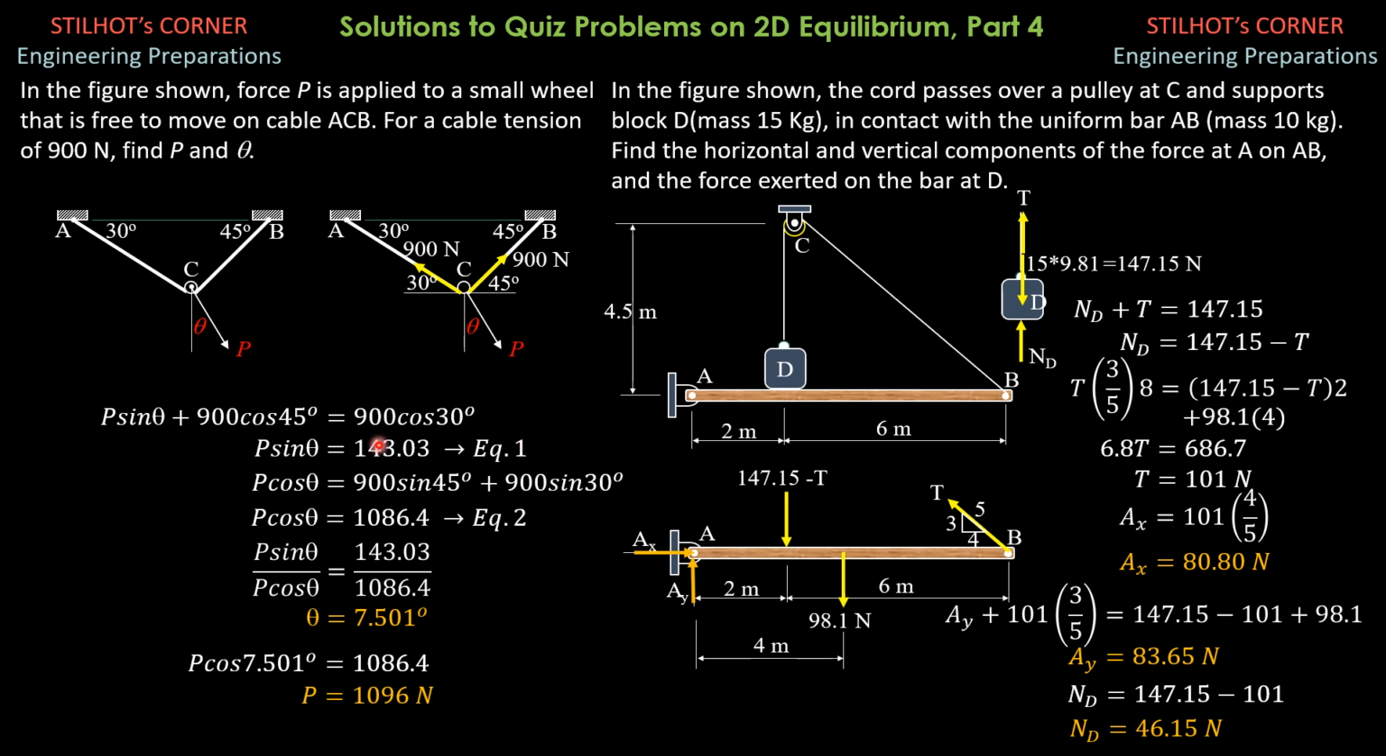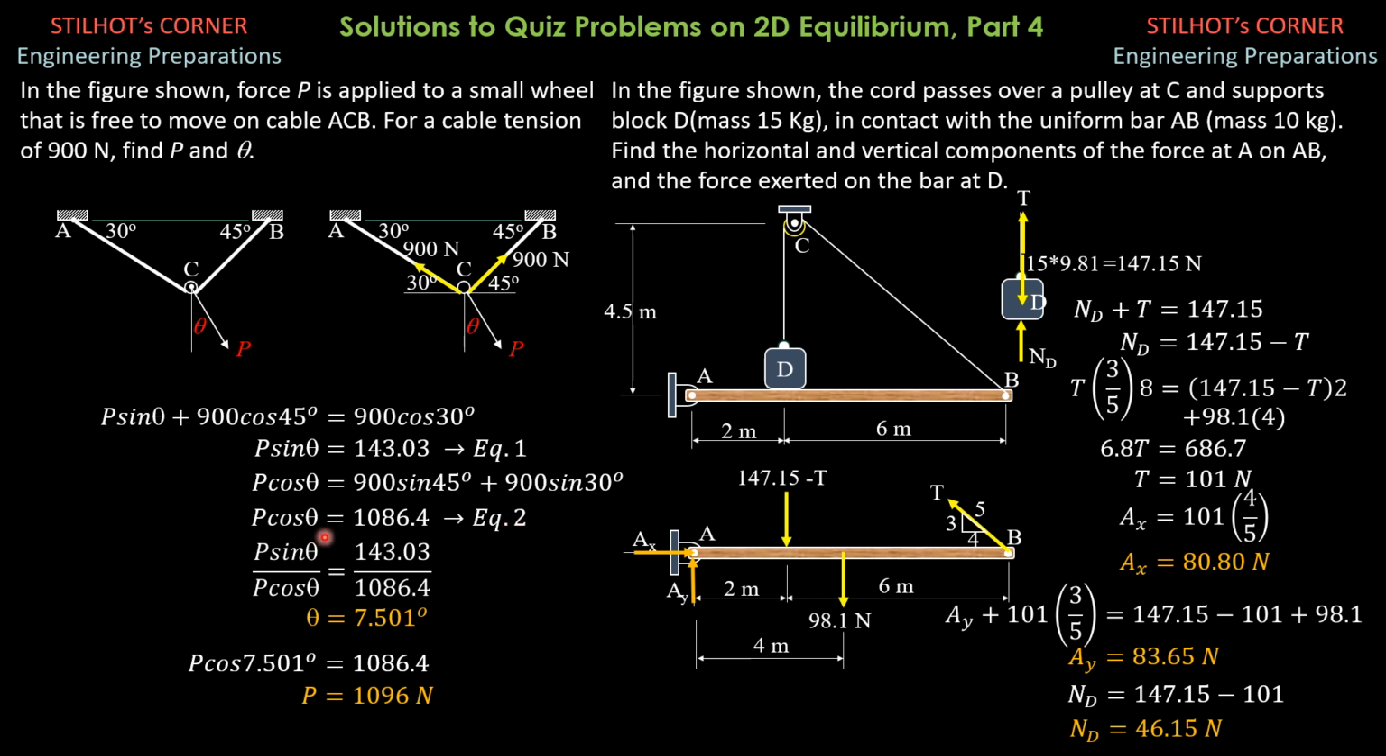Summation of forces Y equals 0. So the vertical downward component of P is equal to the upward components. So P cosine theta, downward component, equals upward component. One component is 900 sine 45 degrees, the other plus 900 sine of 30 degrees. Combining again, P cosine theta equals 1086.4. So that's equation 2.